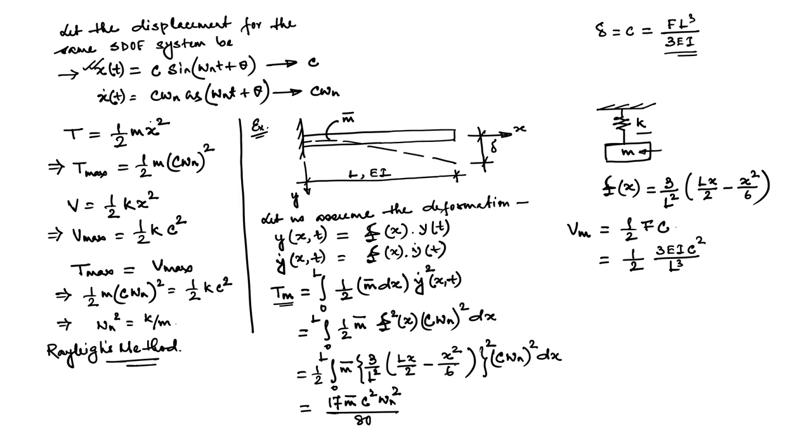So, we have the maximum value of potential energy and kinetic energy. Obviously, our next task is to equate these two. So, what we have, Tm is equal to Vm, and if we do that, what we have here is 17, then m bar, then C square omega n square divided by 80.